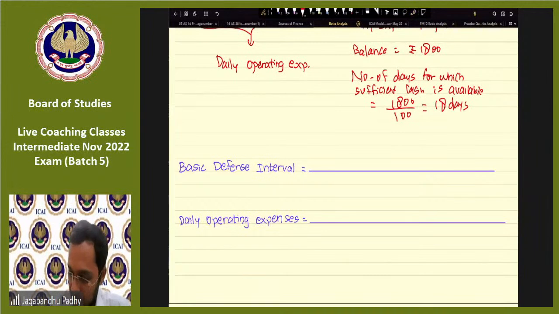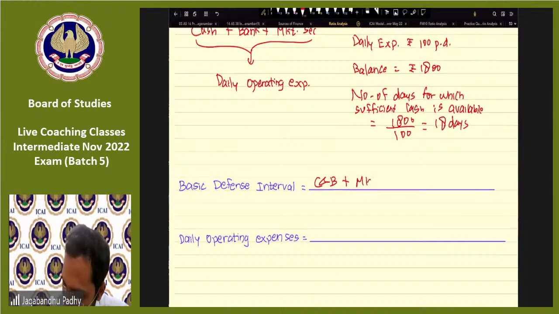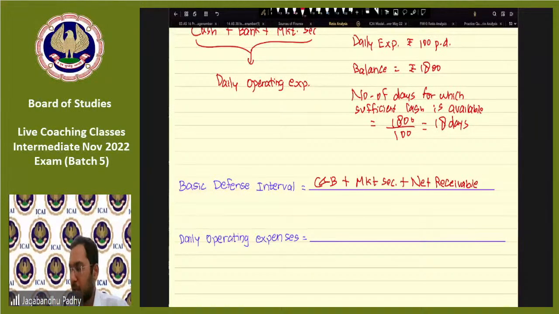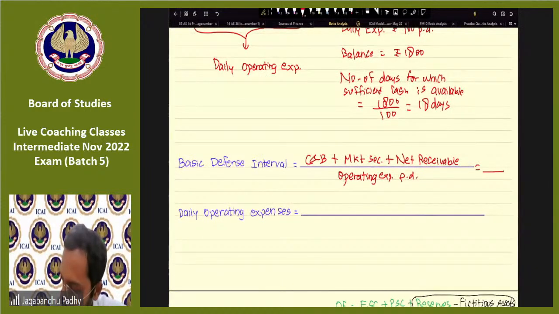So basic defense interval is basically whatever cash and bank balance you have got, plus marketable securities, and plus we also say the net receivables that we have. That is the amount that we are supposed to be receiving from our debtors and bills receivable total together over a future term, divided by operating expense per day. And of course this basic defense interval is going to be in number of days only.